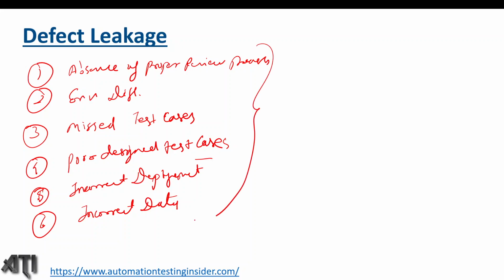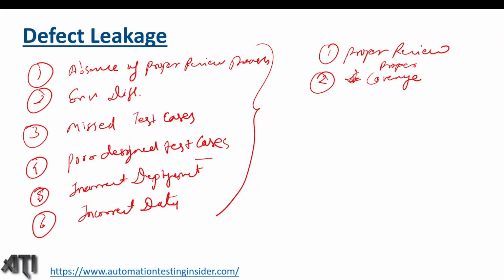Now let me talk about some of the prevention points which we can use to minimize the defect leakage. The first point is we should do the proper review process of our testing, or proper review of our test cases. Another point is to design proper test cases, or we can say the coverage of the requirements should be proper. We should understand the requirement well and then write the test cases accordingly, and coverage should also be 100%.